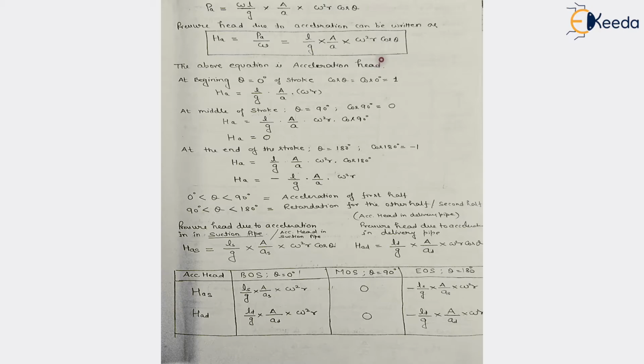Now from the above equation you see here, cos theta is 1. How will it be 1? At the beginning of the stroke, theta is 0, I have already explained. In that case cos theta will be 1. So the pressure head due to the acceleration will be L by g into capital A by small a into omega square r. And in the middle of the stroke theta is 90, then this will be 0. And at the end of the stroke theta is 180, so in that case the acceleration head will be negative. So during the first half of suction, that means 0 to 90 degree, acceleration will be there.